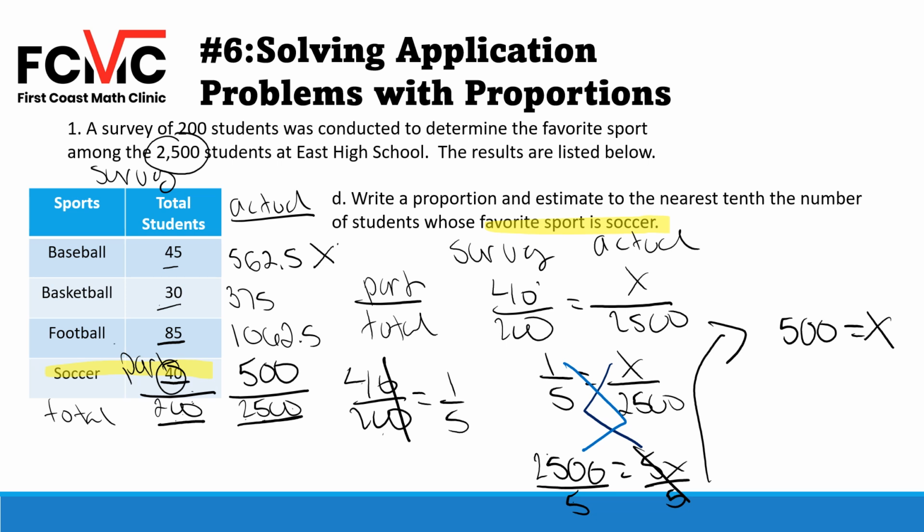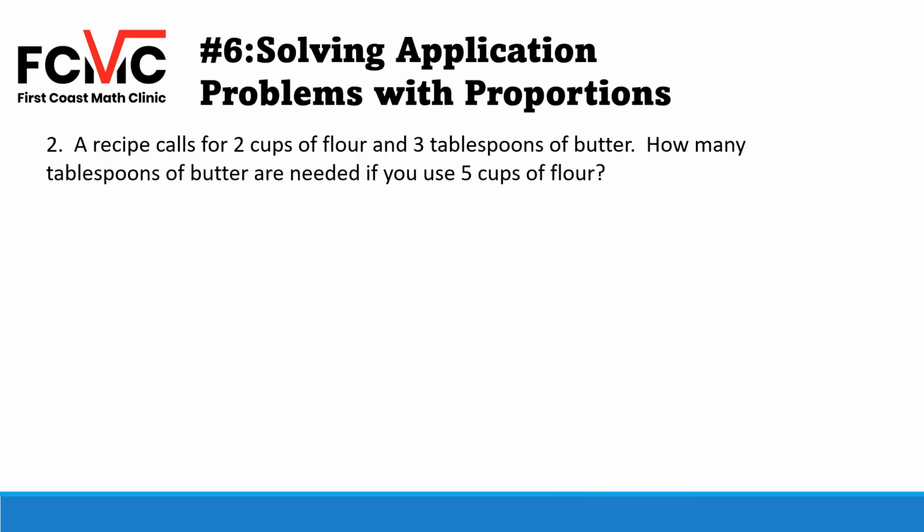Okay, so we did 4 examples to fill in this table. Let's do one more example where we use proportions to solve some application problems. All right, so example 2 says a recipe calls for 2 cups of flour and 3 tablespoons of butter. How many tablespoons of butter are needed if you use 5 cups of flour?